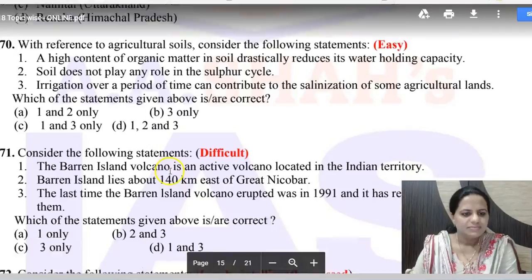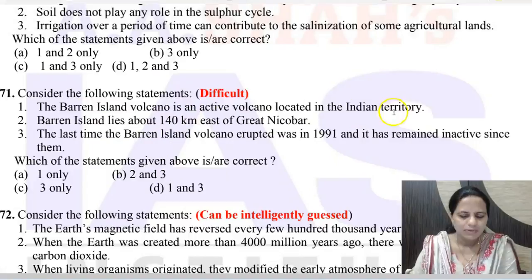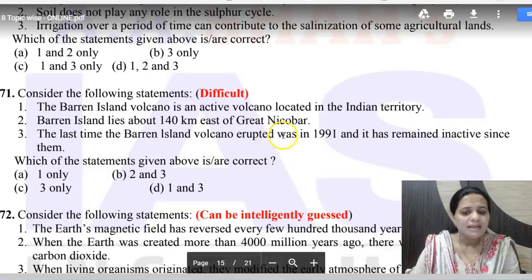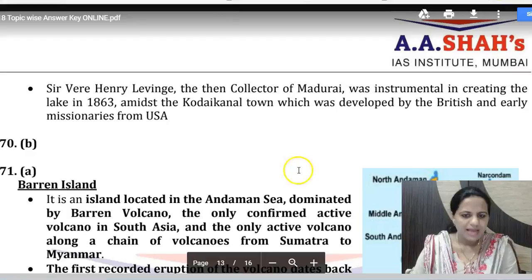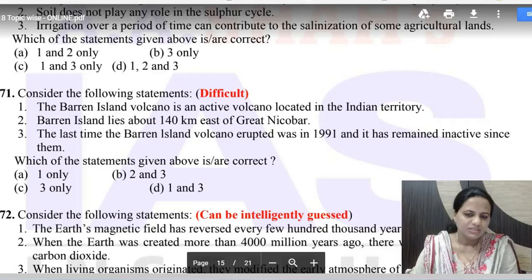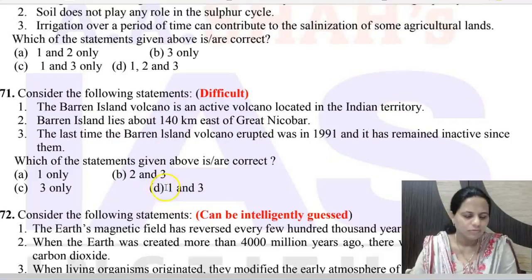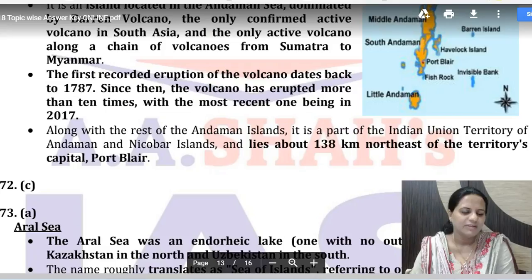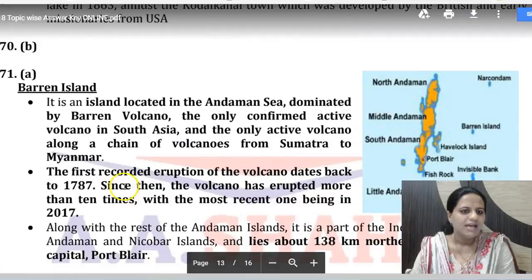Then next is, consider the following statements. The Barren Island volcano is an active volcano located in the Indian territory. This is information which we know. The last time the Barren Island volcano erupted, again, this is incorrect, because the Barren Island volcano had erupted in 2017 as such. So this was in the news. So 1 and 3 are surely known to be correct, but 2 is incorrect. So if you know this much, then again an intelligent guesswork can help you in giving the answer for 71 as B.